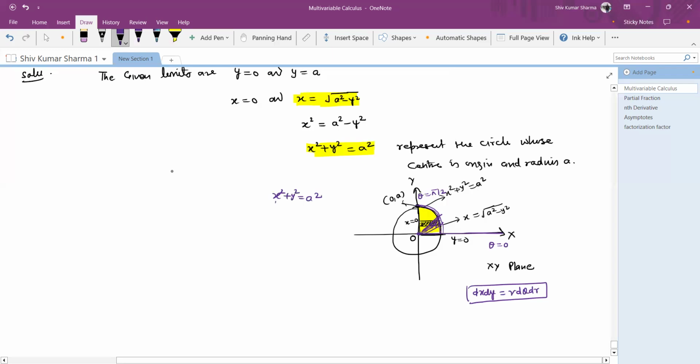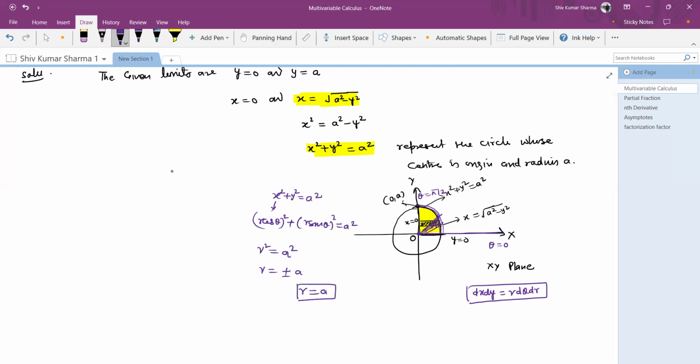circle, that means we put the polar coordinates x equal to r cos θ, so we write (r cos θ) squared, and y equal to r sin θ, so (r sin θ) squared is equal to a squared. So this gives us r squared is equal to a squared, so r equal to plus minus a. The radius will be positive, so we consider r equal to a.